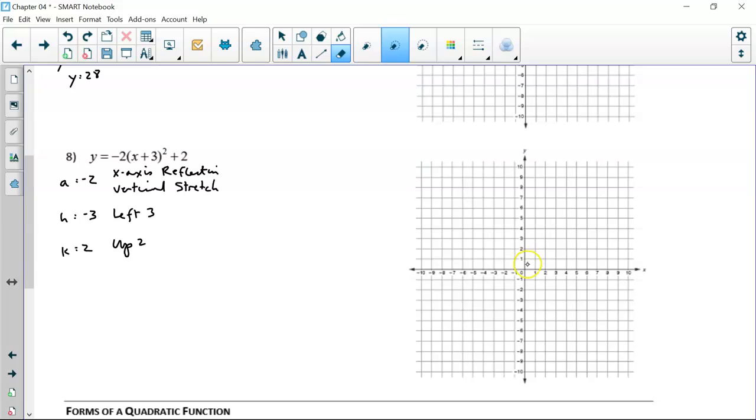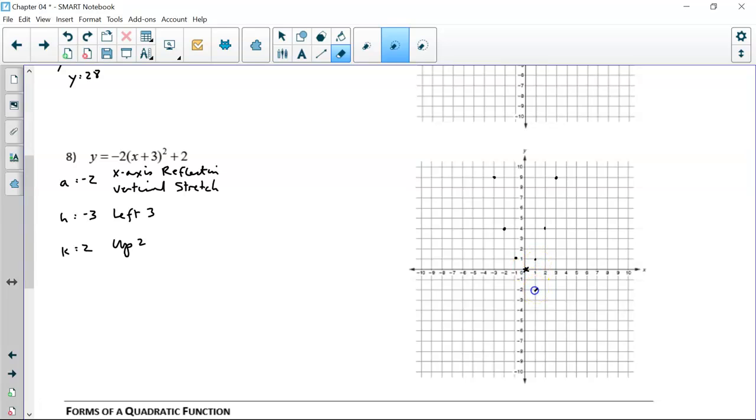All right, anchor points, 0, 0, 1, 1, 2, 4, 3, 9, negative 3, 9, negative 2, 4, negative 1, 1. Same every single time. Now, with the A being negative 2, what we can do to take care of both of those at once is multiply the output, the y coordinate, by negative 2. 0 times negative 2 is 0. I'm using a little x there.